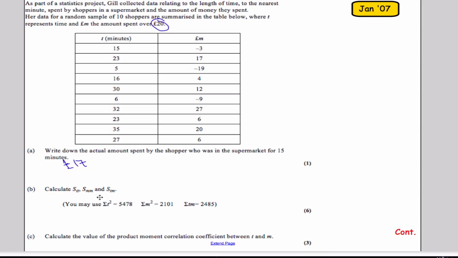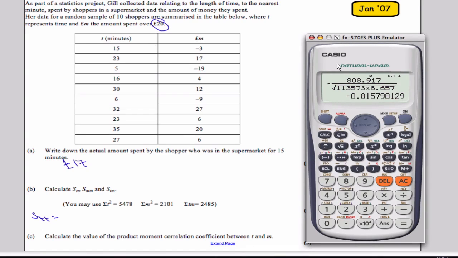Calculate STT, SMM, STM, and we're given some summary statistics. STT will equal the sum of T squared minus... we're going to need to work out the sum of T. First, I'm going to use this data and plug it into the calculator. So let's go mode, stats, two variables, and I'm just going to enter all this data in. T is going to be my X, M is going to be my Y.